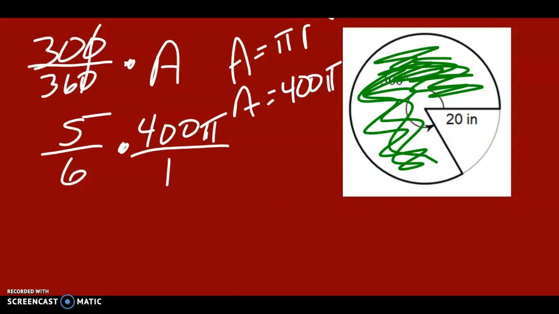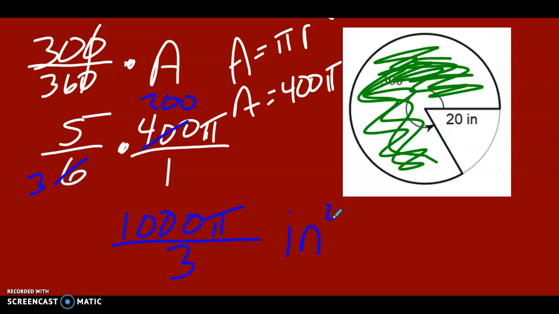When you multiply fractions, you can reduce before you multiply. 6 and 400 can both be divided by 2. So I get 200 pi on top and 3 on bottom. There's no more I can reduce, so I multiply straight across. 5 times 200 is 1,000 pi over 3 times 1 is 3, and then we always finish with a proper label. We're talking about area of a sector, so therefore our label needs to be in square inches because it's an area problem, so we label it in square units.